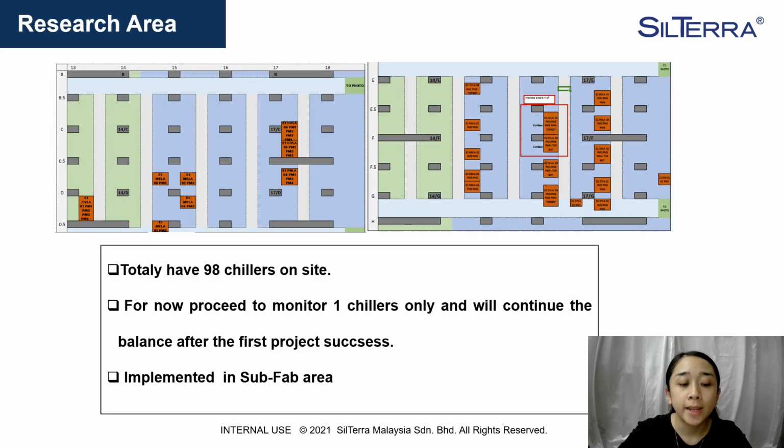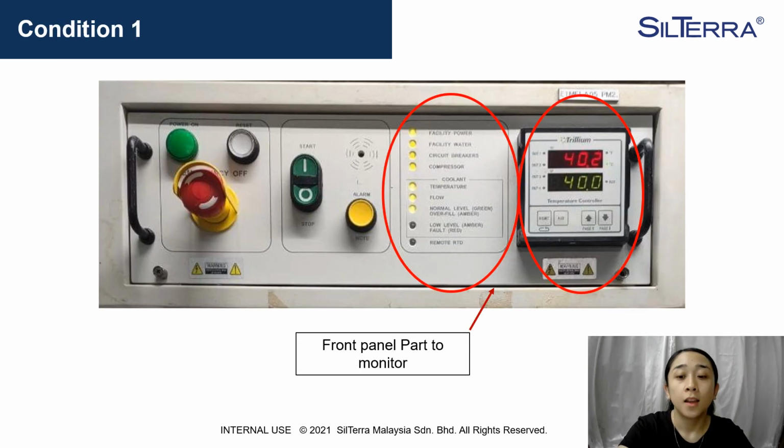Okay, so next, this is the research area for this project. In total, we have 98 chillers on site. For now, we only proceed to monitor one chiller as a pilot project, and we will continue with the balance after the first project succeeds. This project is implemented in the subfab area for the subfab team.